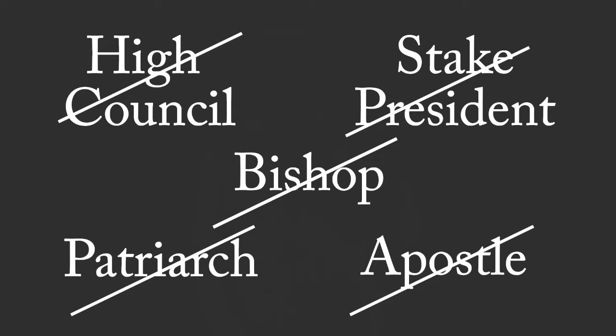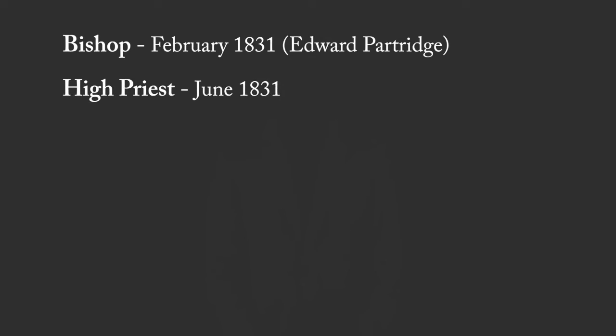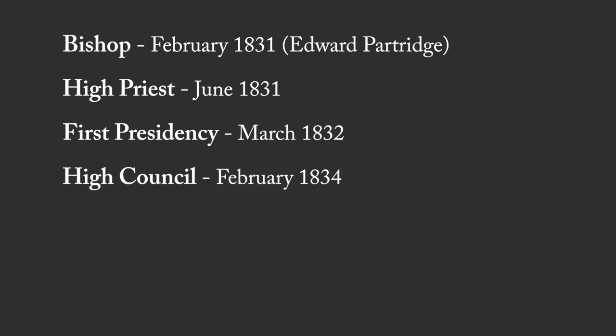Those all came later. We get our first bishop in February of 1831, a man named Edward Partridge. So process that. The church was organized for about a year before we ever have our first bishop. We don't get high priests until June of 1831, which I'll talk about more in a later video. Our first presidency doesn't begin to be formed until March of 1832. We don't get high councils in the church until February of 1834.